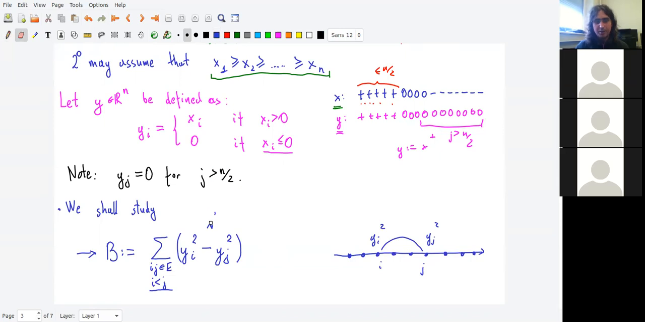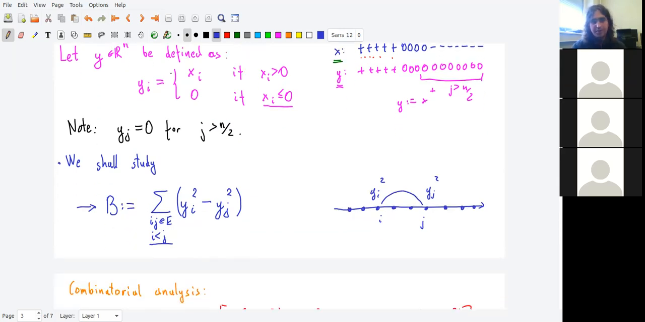So this is the value that we will study, and we will try to rewrite it in two different ways: one combinatorial way and one spectral way. And the equality between these two ways will give us the proof.